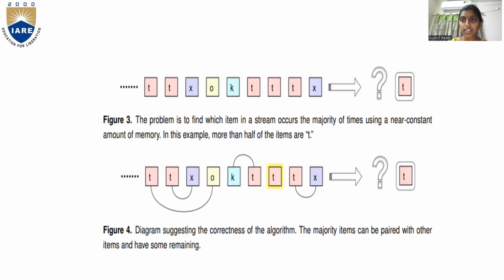So as you can see in the picture, this is a picture of a majority stream algorithm. The problem is to find which item in a stream occurs the majority of times using a near constant amount of memory. In this example, more than half of the items are T.